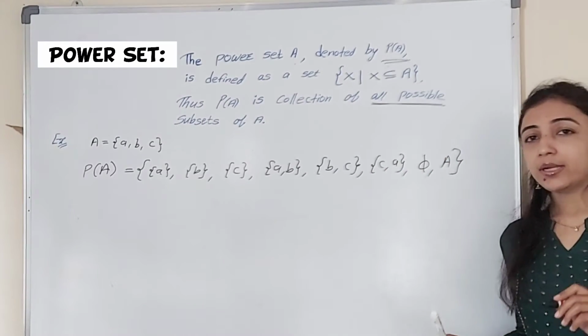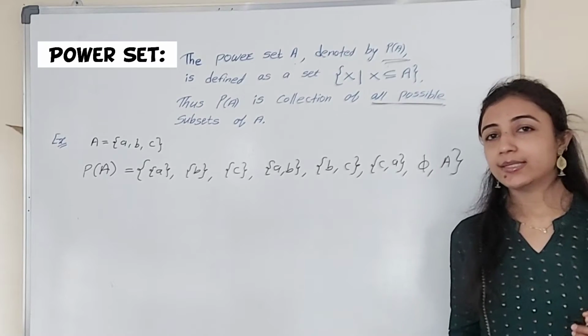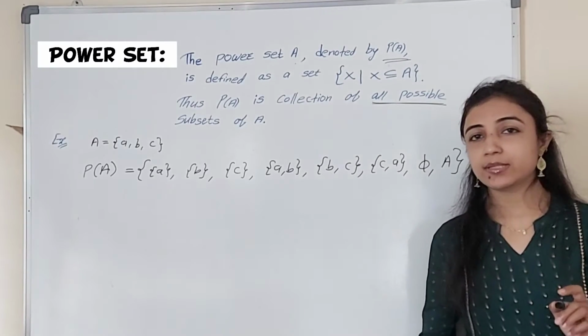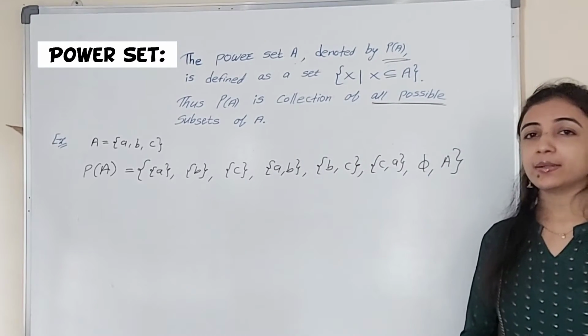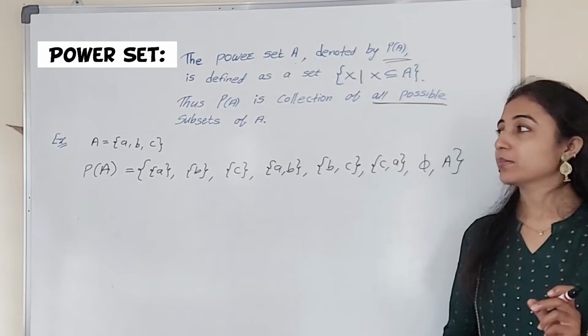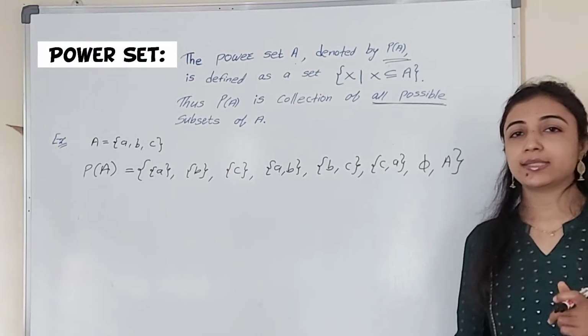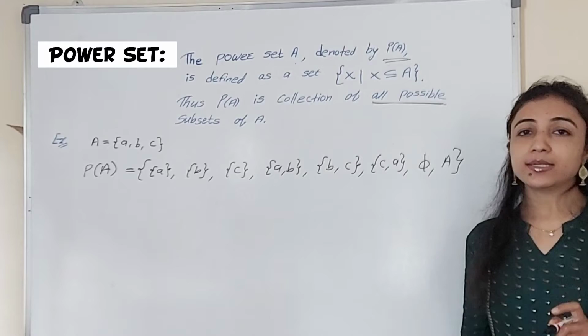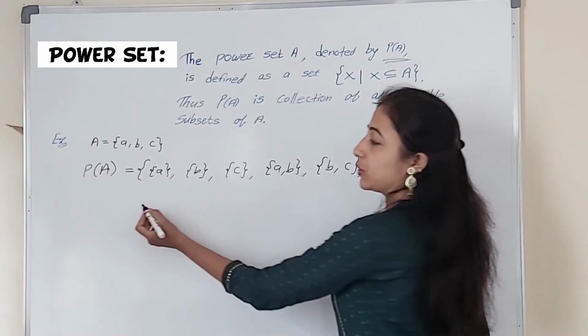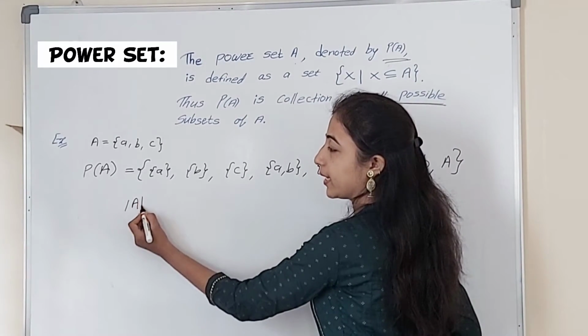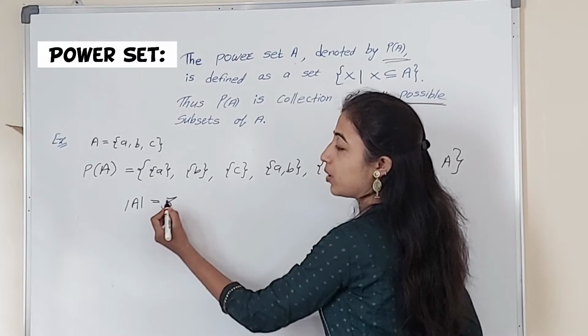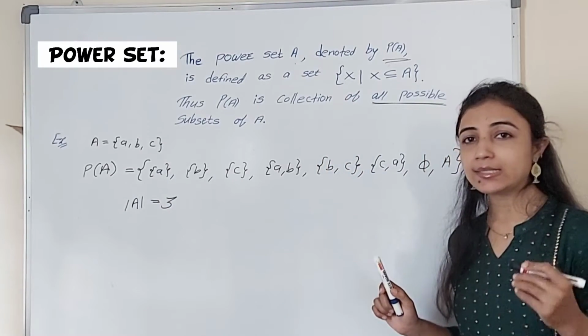Now here if we are talking about the cardinality. What is the cardinality? Last time cardinality concept भी बताया था. What is cardinality? Cardinality is nothing but the number of elements contained in set A. So if we check here the cardinality of set A, so cardinality of set A is 3. That means the number of elements contained in set A is 3.